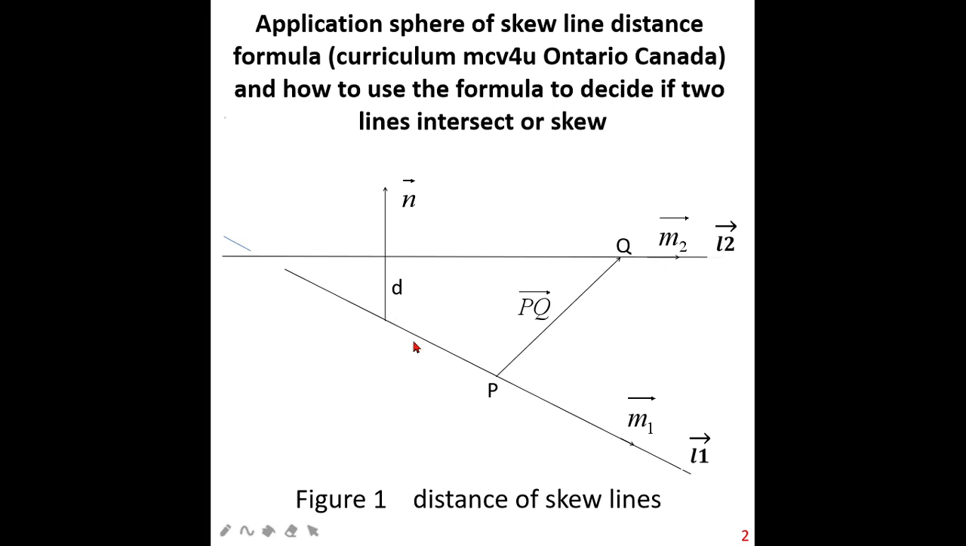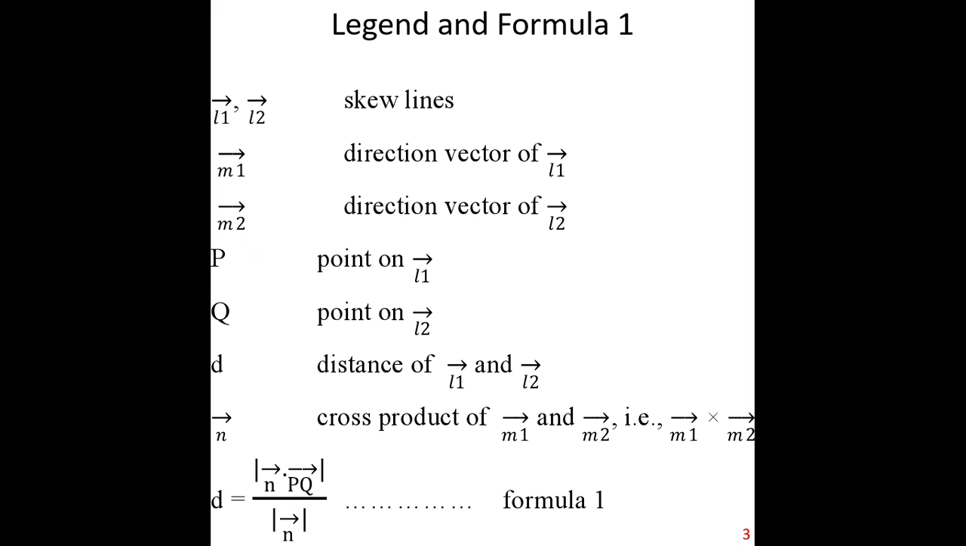Point P is on line L1. Point Q is on line L2. D is the distance between skew lines L1 and L2. Vector N is the cross product of direction vectors M1 and M2. This slide is about the letter and symbol meaning of figure 1.